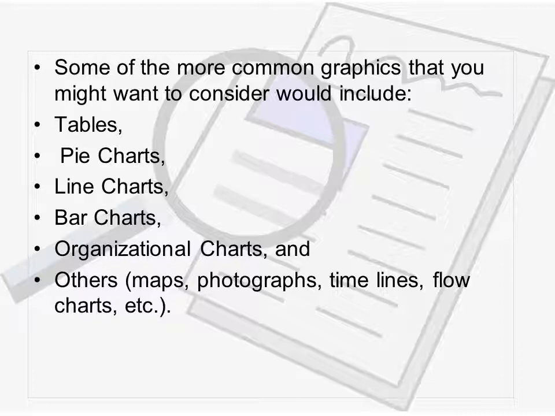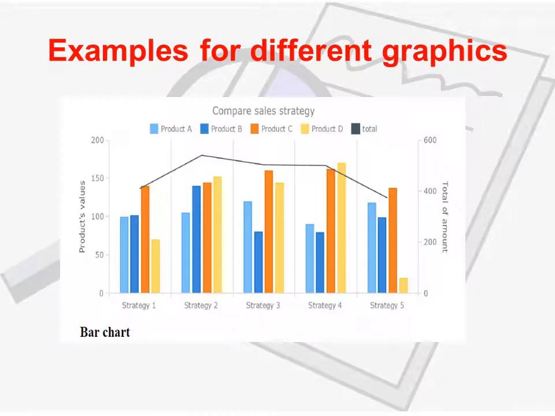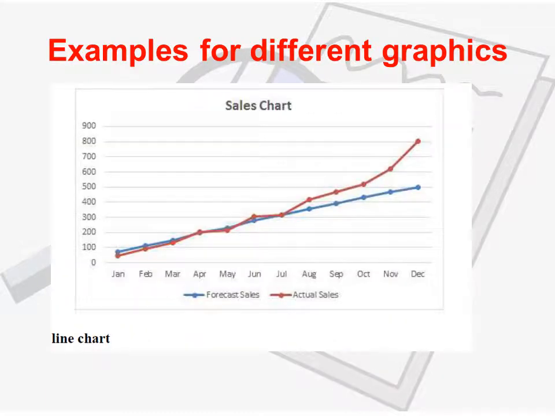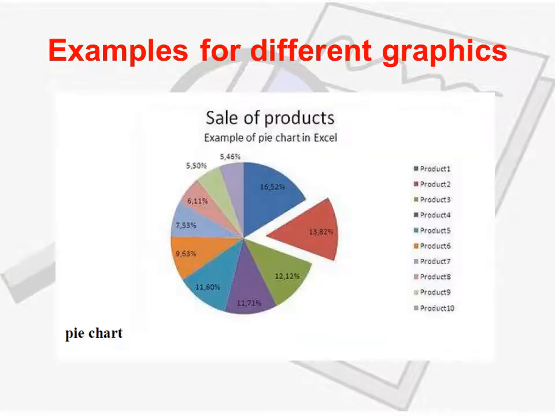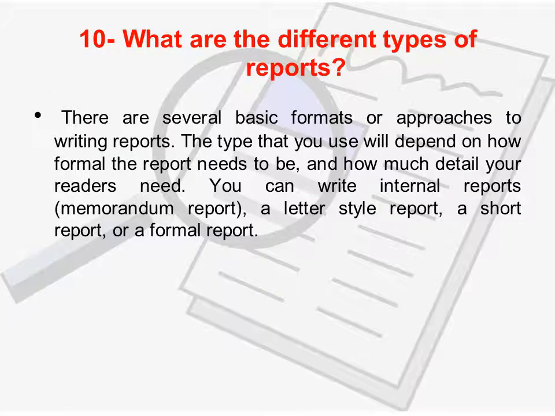There are some examples in the book of different graphics, like the bar chart to show the total amount of the sales strategy, and this is the line chart showing the sales level. This is a pie chart showing the percentage of each product in the sales, from product 1 to product 10.